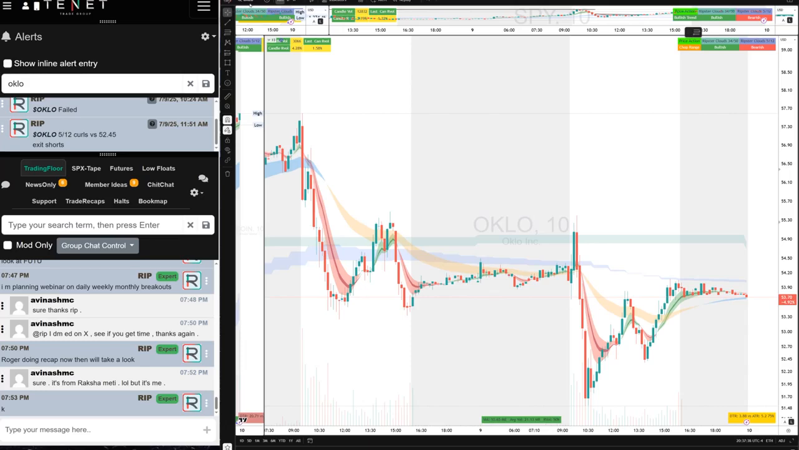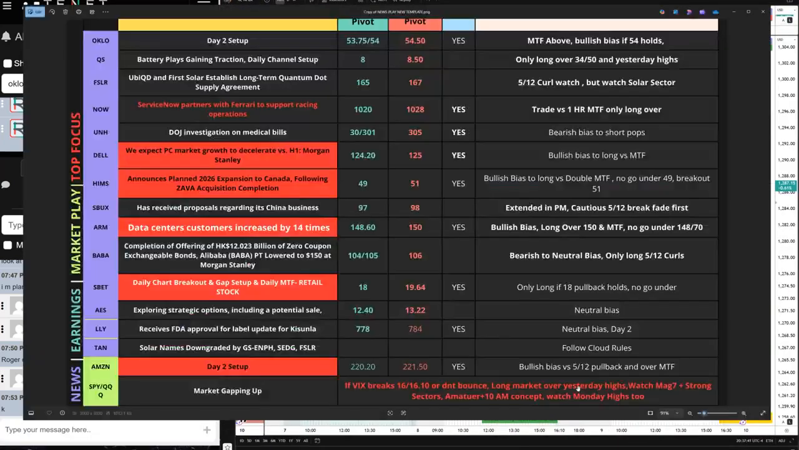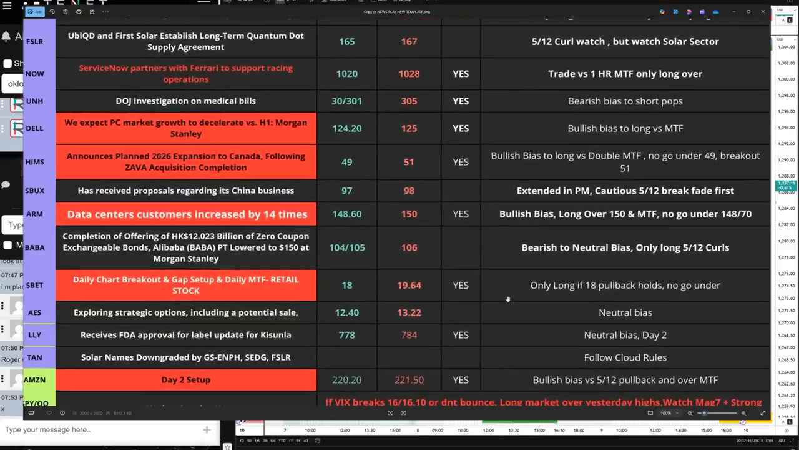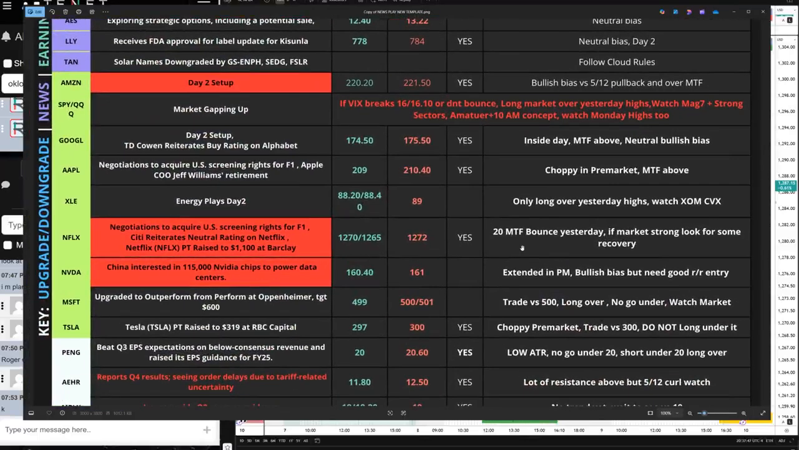Next one we're going to look at is Netflix. I just want to point out the pre-market planning and see what the pre-market planning on Netflix was. 20 MTF bounced yesterday. What does that mean? That means 20/21 EMA bounce on the daily chart. If the market's strong, look for recovery.